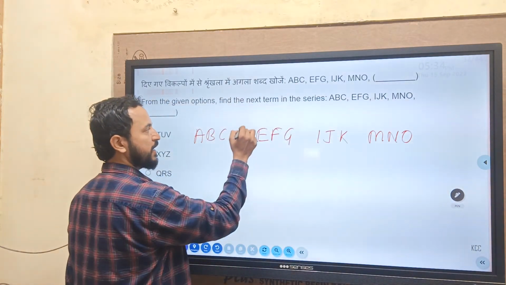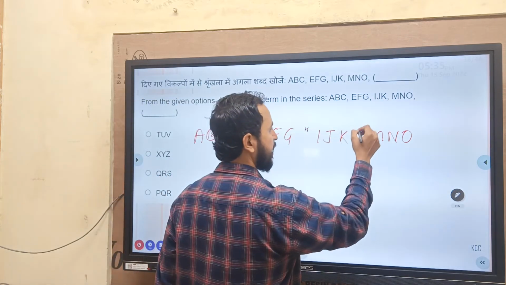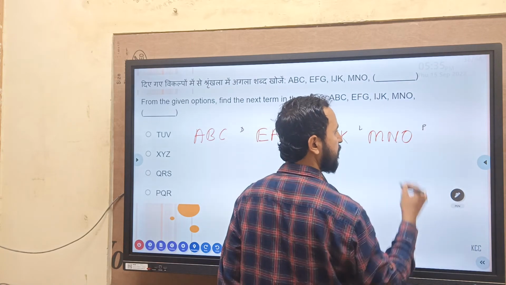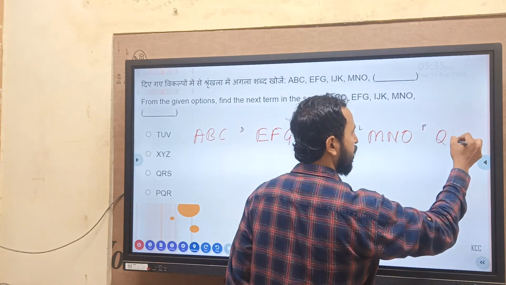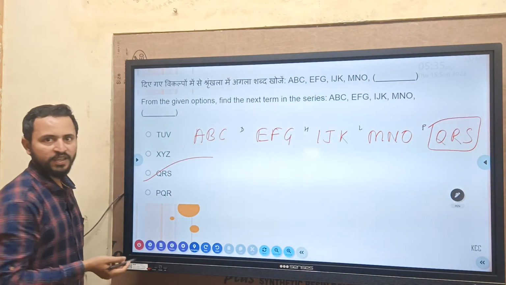A, B, C, D is not there. E, F, G, H is not there. I, J, K, L here, M, N, O. Then P will come. Then after P, Q, R, S. QRS. That's the answer for the question here.